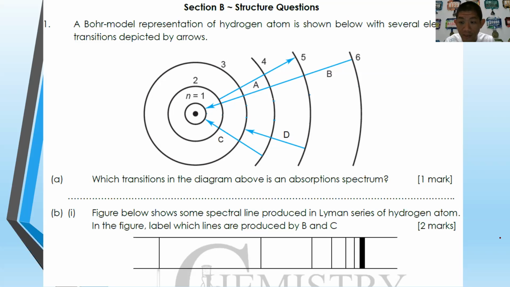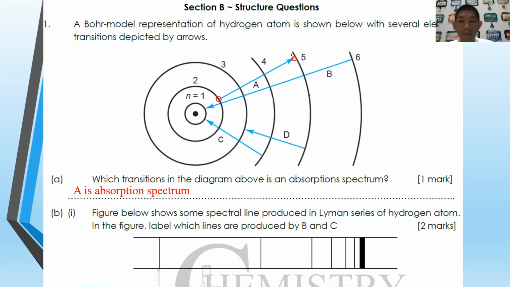Okay, with that settled, let's begin our discussion. We are going to continue with the Chapter 2 atomic structure questions. Question number 1: a Bohr model represents a hydrogen atom, shown below with several electron transitions depicted by the arrows. Which transition in the diagram is an absorption? Absorption must be from a low energy level to a high energy level. You can see that this is the only place where you go from a low energy level to a high energy level, so it is represented by arrow A. So A is the one that shows an absorption.